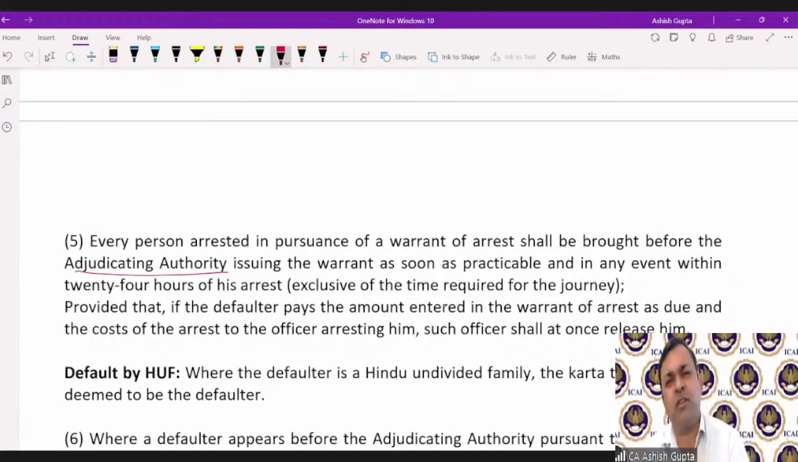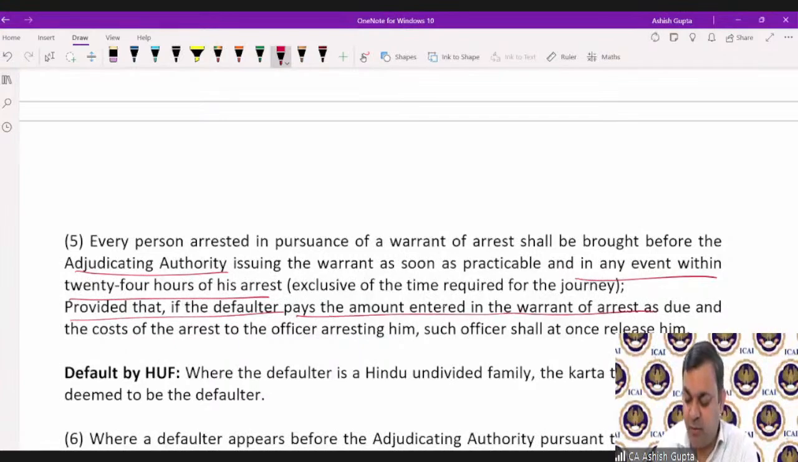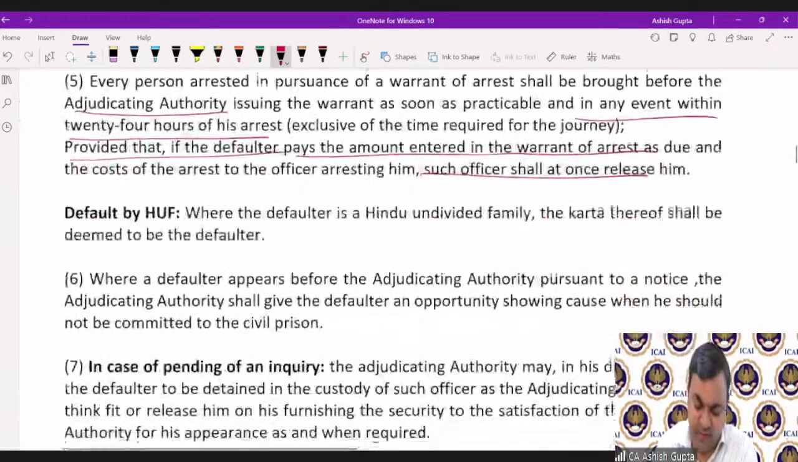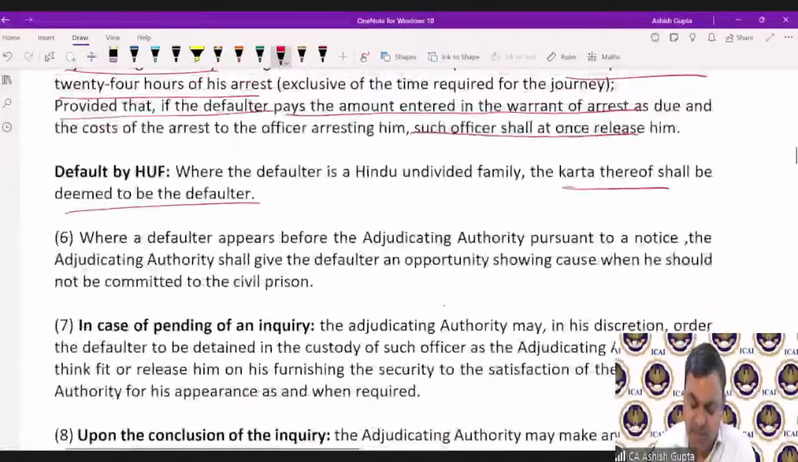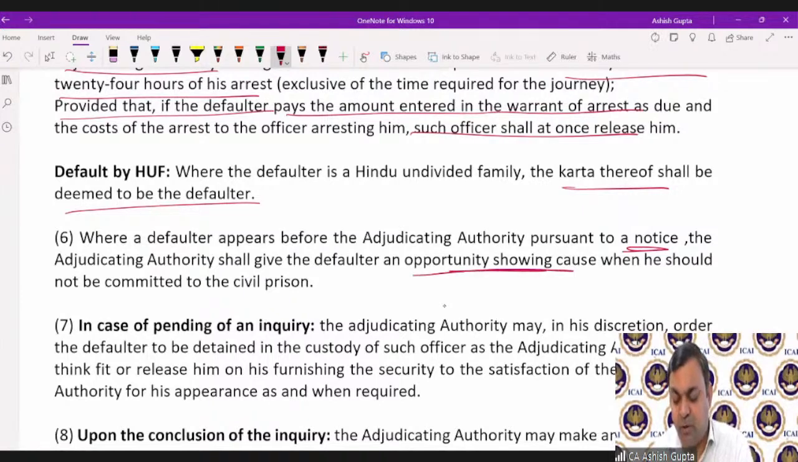Remember, there is a provision in the CPC: the person you arrest, you need to present within 24 hours to the nearest magistrate. This is the basic provision, right? Provided that if the defaulter pays the amount, we will release him. Default by HUF: the karta thereof shall be deemed to be the defaulter. When the defaulter appears before the AA pursuant to the notice, the adjudicating authority shall give the defaulter an opportunity of being heard, right? Sunwai ka ek mauka.